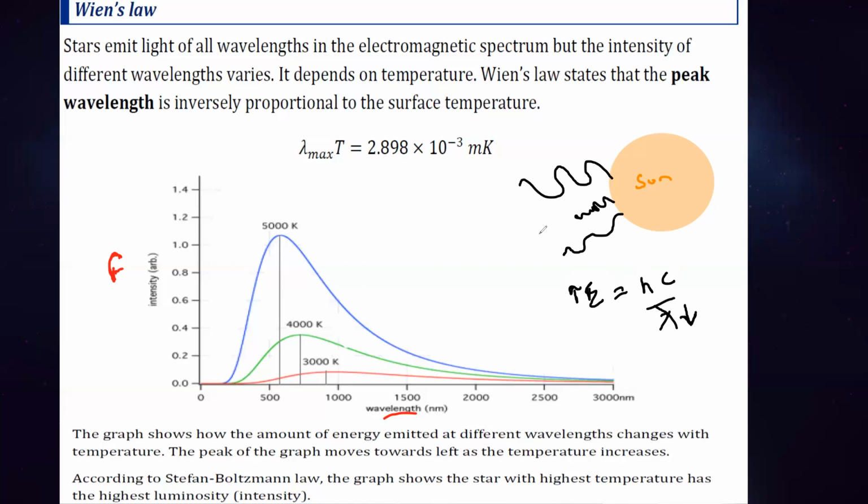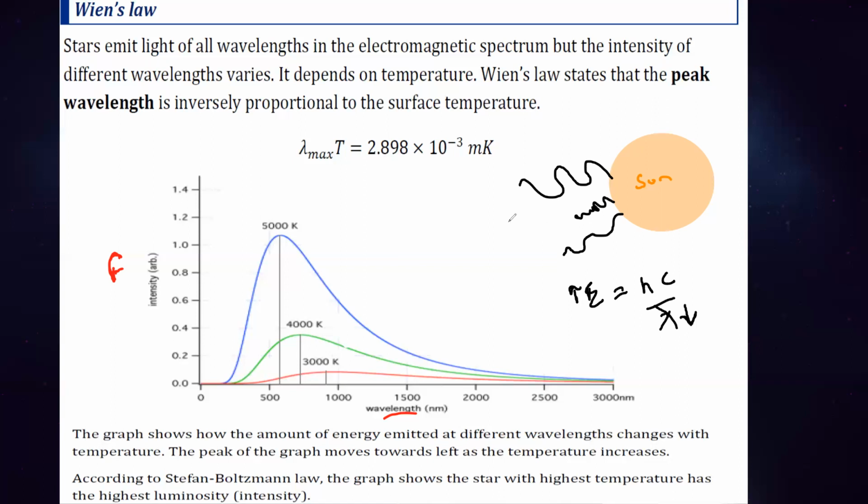So around 3000 Kelvin, the energy emitted is less and longer wavelengths are more. But when we increase the temperature, what happens? The shorter wavelengths, or more energy, will be emitted. So the amount of shorter wavelength radiation also increases.